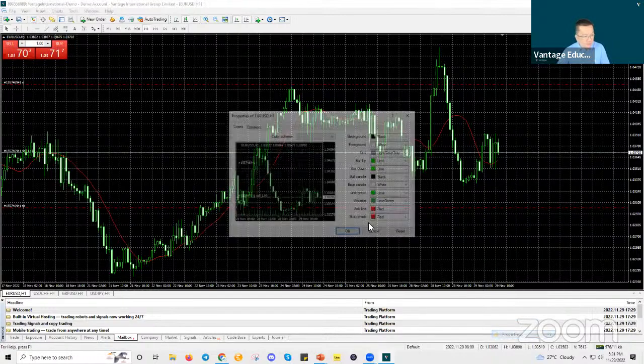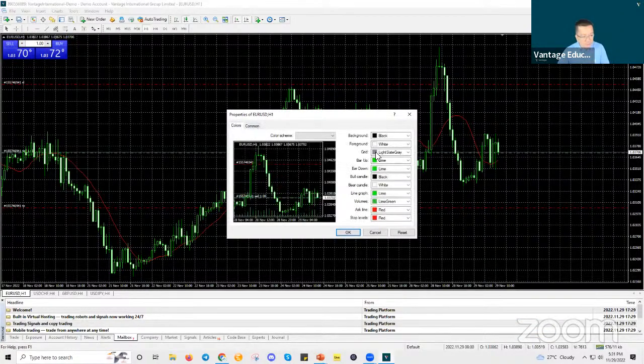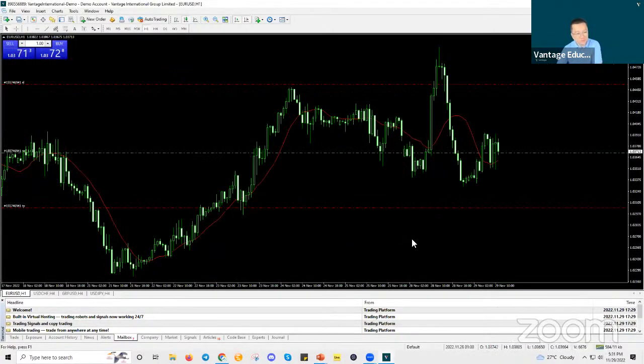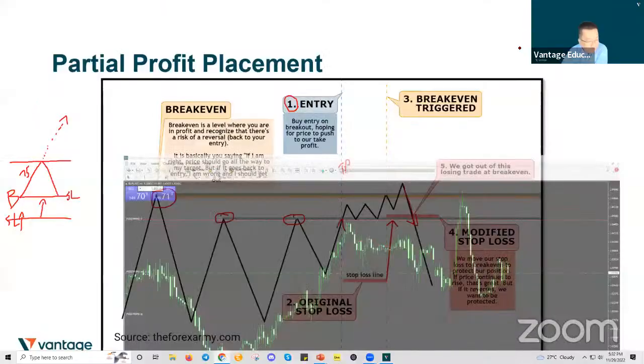Just so that I can show you how to close out a bit of the trade, a partial close of the trade. I could also show you a partial close of a losing trade as well. So I'll show you that later on. Okay, let's leave this to run for now. Get through the slides and we'll come back to this.